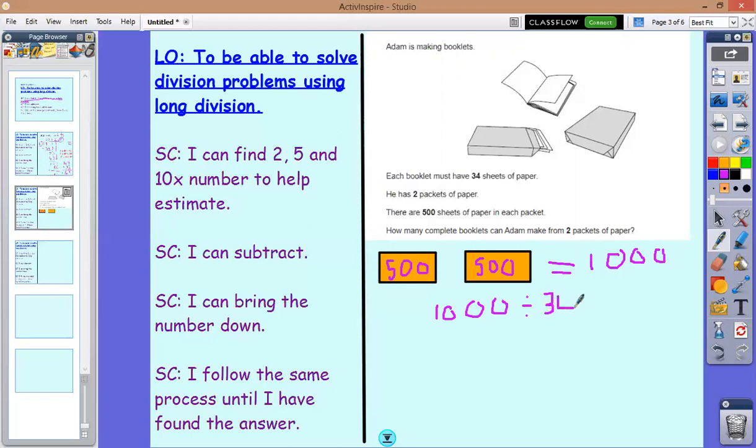Because each booklet needs that. So why don't you have a go? I'm just going to pause it there and move, so I can then set up the working out, so you don't watch me typing it out, but we can then have a go at solving this one.